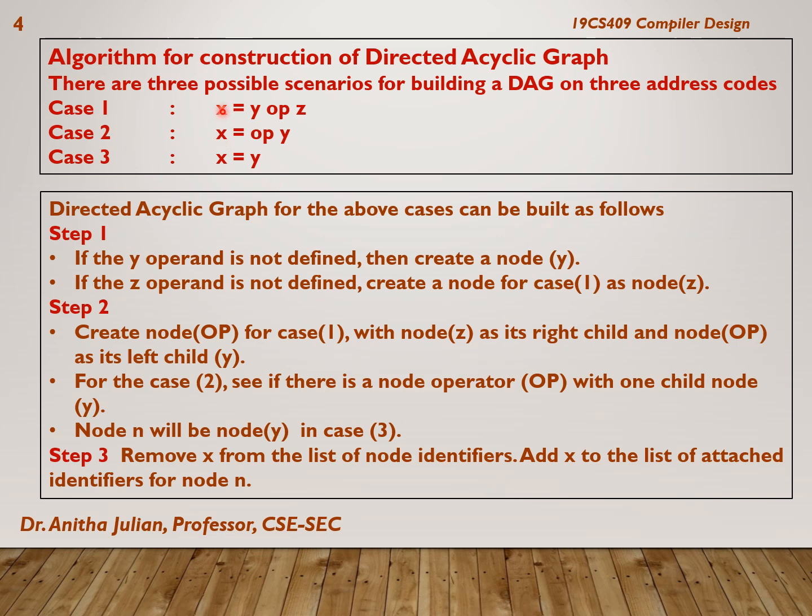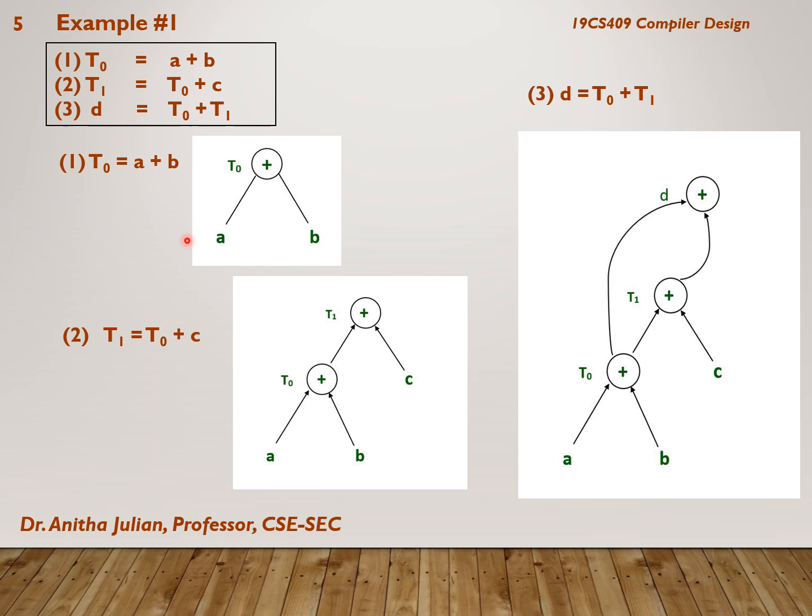And so we will not have x. That is what we are saying. Remove x from the list of node identifiers. Add x to the list of attached identifiers for node n. In case we need that in the right hand side, we will be including it. I will go through some examples, then you can understand better.